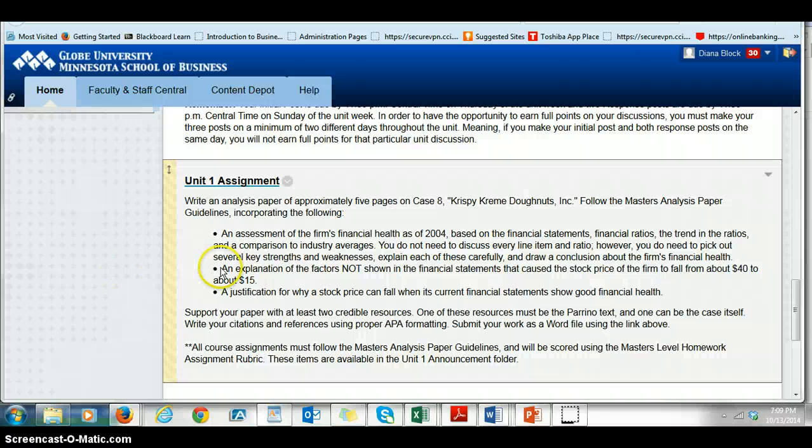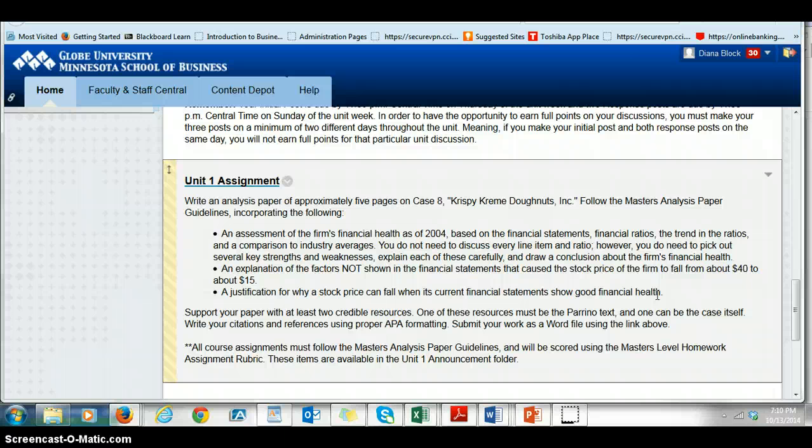Then you've got another bullet point here. We need an explanation of some factors not shown on the financial statements that have caused the price of this stock to fall. And in your reading, you're going to learn about market perceptions and analysts' predictions and how that affects stock prices as well. And so there are some factors that are not easily read from the financial statements that will explain why a stock price is going to fall. And then you're going to provide your justification why a stock price can fall, even though the statements may show good health in specific areas.